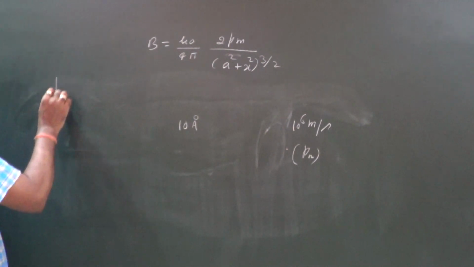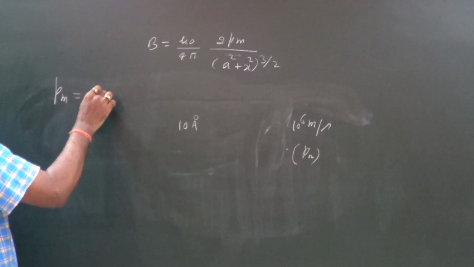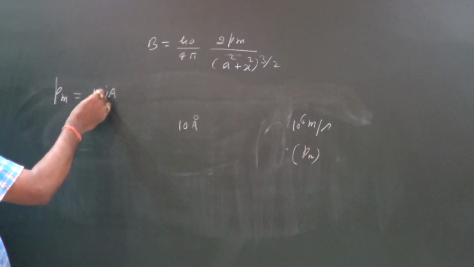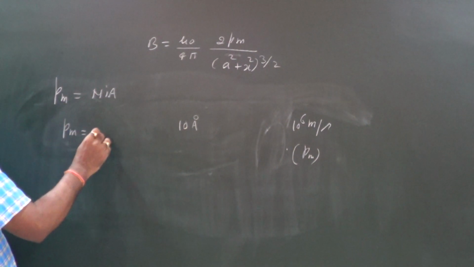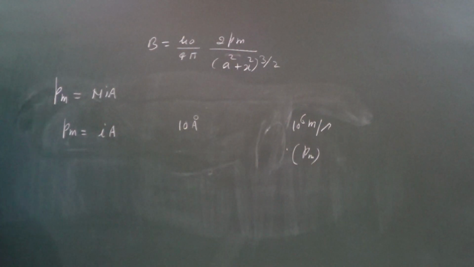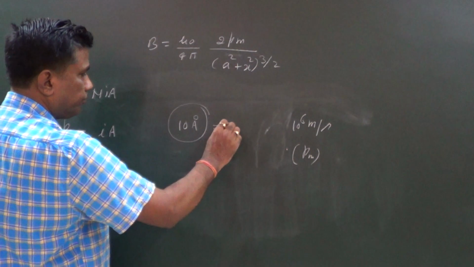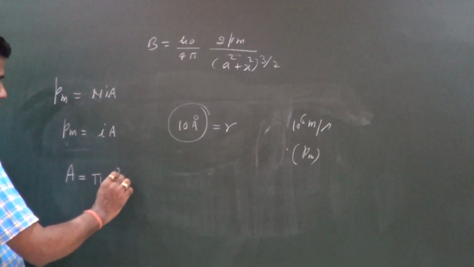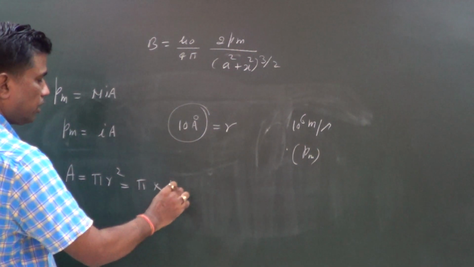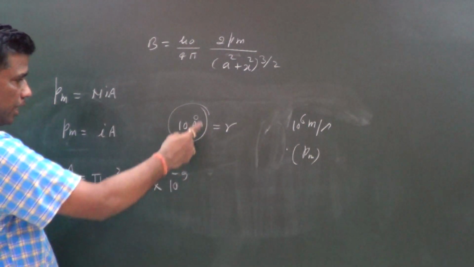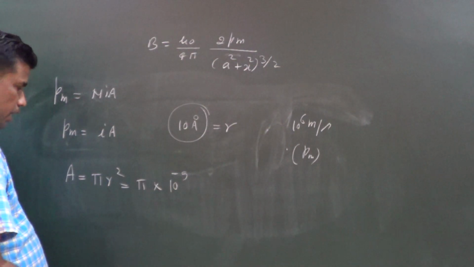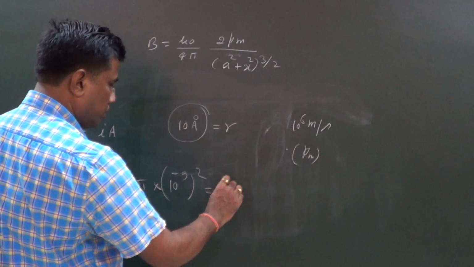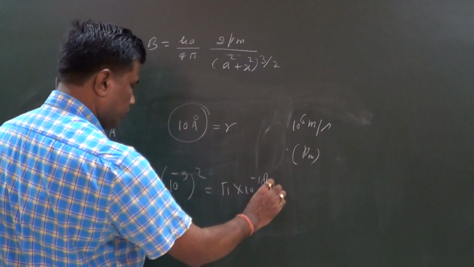Student, as I told, the formula for magnetic dipole moment is NIA. If there is no number of turns, we can write N equal to 1. So the formula for Pm will be I into A. With the help of this radius, one can find this area. So area will be calculated by the formula pi r square. Radius is 10 to the power minus 9 meter, and it's squared. So the value will be pi into 10 to the power minus 18 meter square.